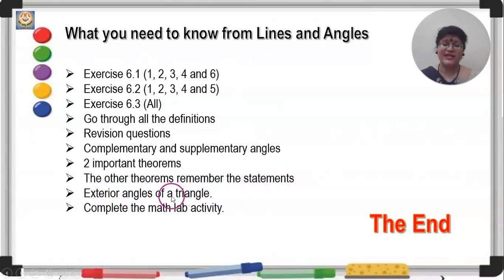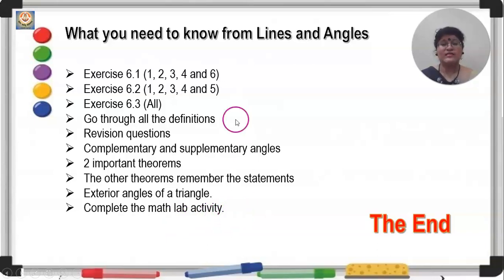Then you need to know what is an exterior angle of a triangle. How many exterior angles does a triangle have? Every triangle has 6 exterior angles. Okay, remember to identify those exterior angles. Then you also have the remote interior angle theorem. That is, the exterior angle is equal to the sum of the opposite interior angles. And then finally, I want you to complete the MATLAB activity. So those who have not done, please complete the MATLAB activity on angle sum property of a triangle.